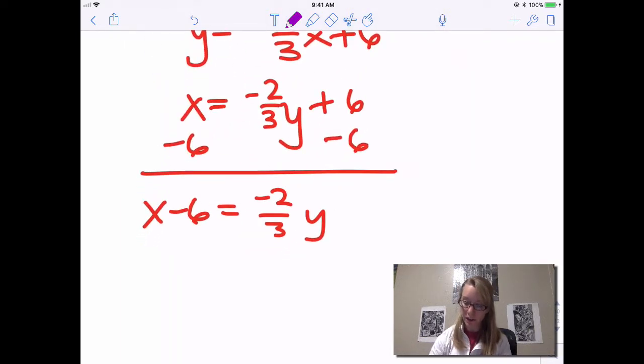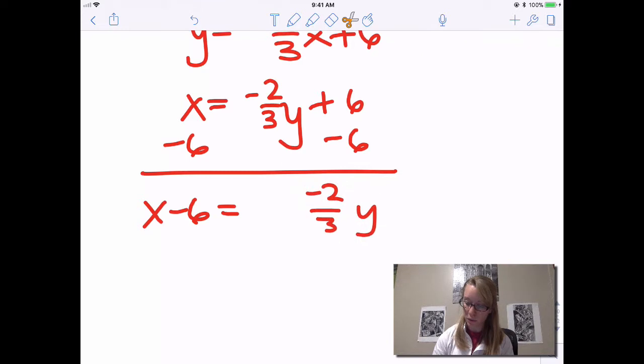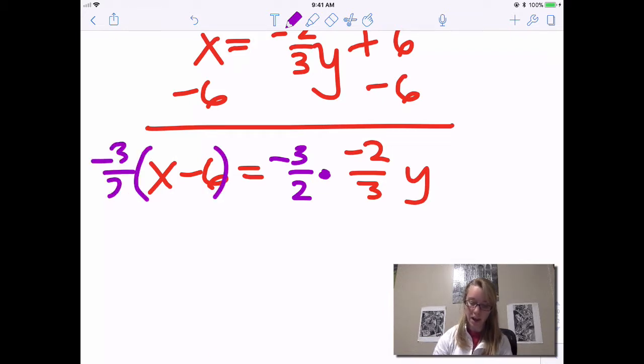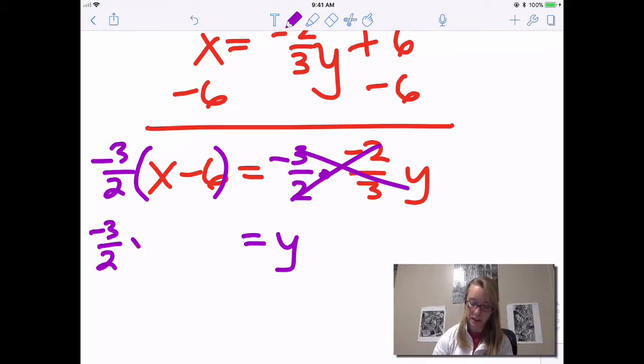I want to get rid of my negative 2/3. So what is the reciprocal of negative 2/3? I've got to flip, so it'll be 3 over 2. And since the original is negative, the reciprocal is also negative. So negative 3/2 on both sides. So I get 6 over 6 is 1. So y is negative 3/2 x plus negative 3/2 times negative 6 over 1.